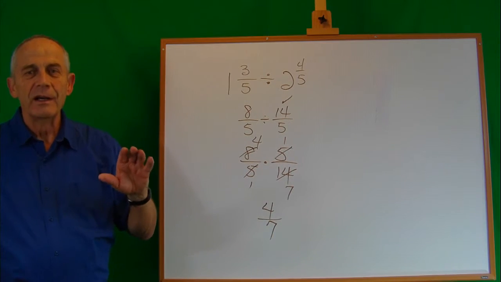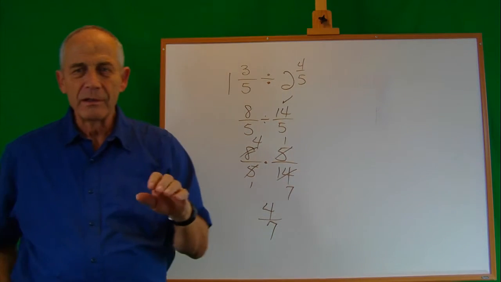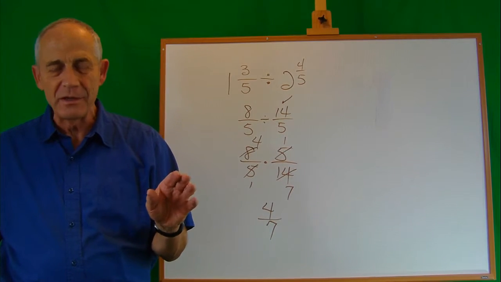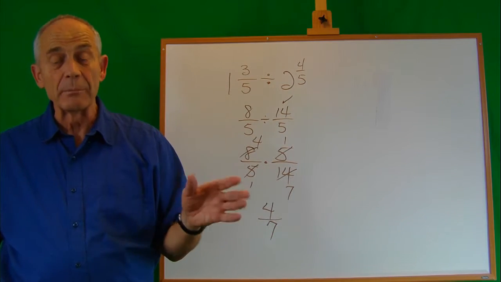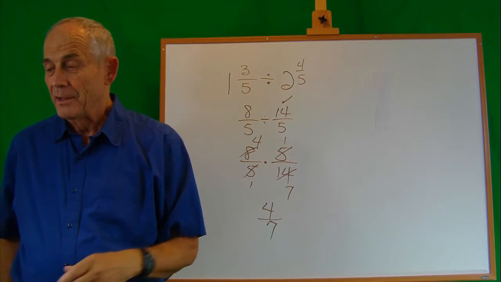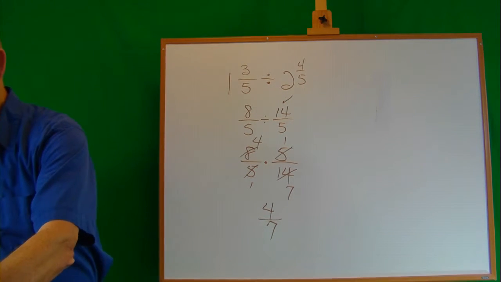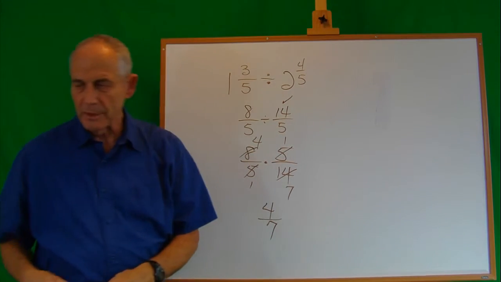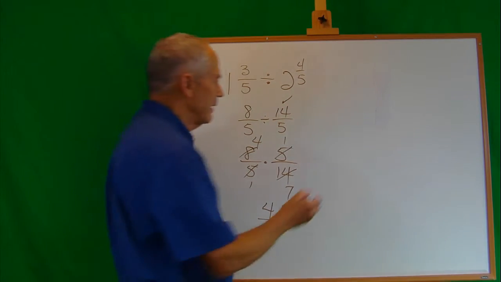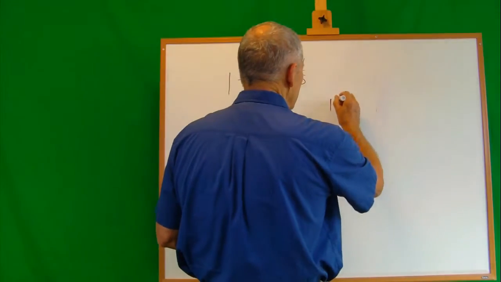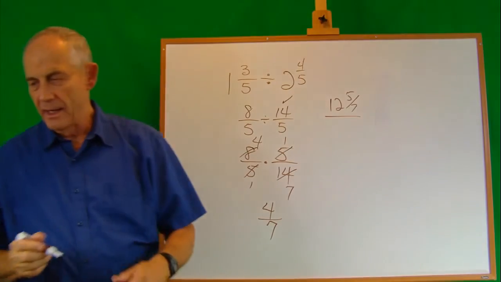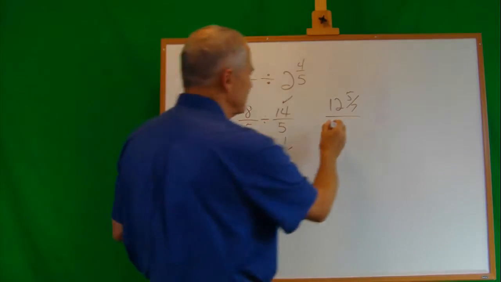We change from mixed numbers to improper fractions for multiplication and division because it's a whole lot simpler to do that. So, just practicing with that, let's quickly do one more practice problem so you can see. If I have 12 and 5/7, and I'm dividing by 3 and 2/7.